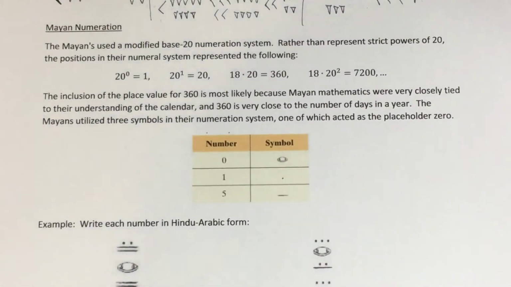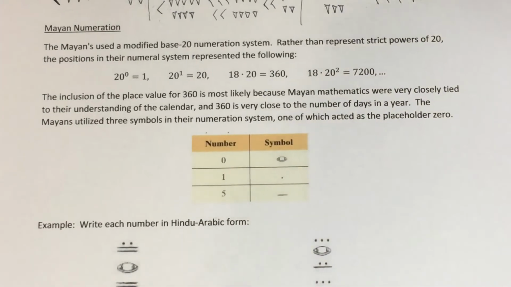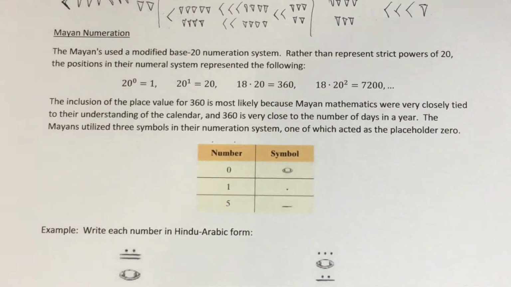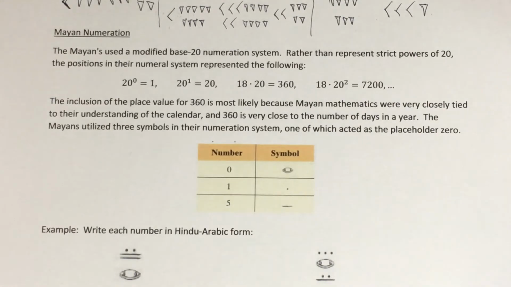Okay, so we're moving on to Mayan numeration now. And I said this at the beginning of the last video, but the two numeration systems that we look at in this section are positional, which again means that we have a set of symbols which carry a face value, but then each of those symbols represents a different place value depending on where they appear in our numeral.